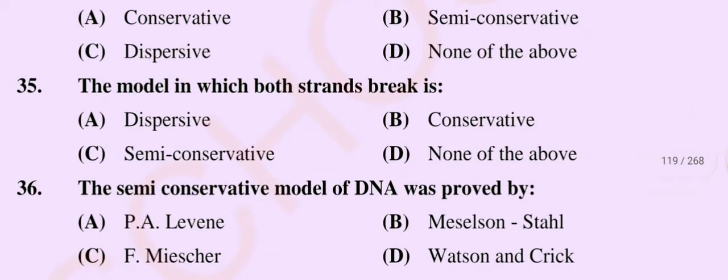Question number 35. The model in which both strands break is called option A dispersive, option B conservative, option C semi-conservative, option D none of the above. So the correct option is option A dispersive.